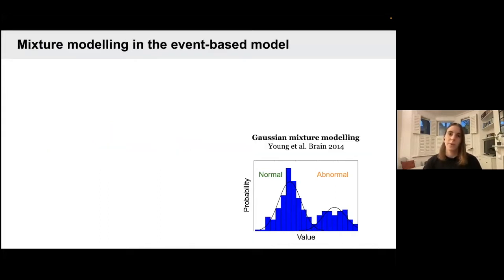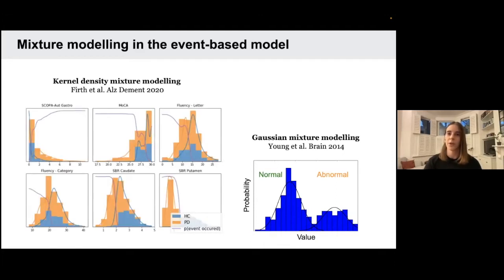So the typical way of performing the mixture modeling in the event-based model is to use a Gaussian mixture model. And this is good for anything that has a kind of Gaussian distribution. But there are a lot of examples where we have non-Gaussian data. So for example, cognitive tests with floor and ceiling effects. So we also now have a version where you can use kernel density mixture modeling instead, which basically enables you to fit a mixture of two non-parametric distributions to your data. So the distributions don't have any predefined shape, so they're more flexible for working with different types of data.